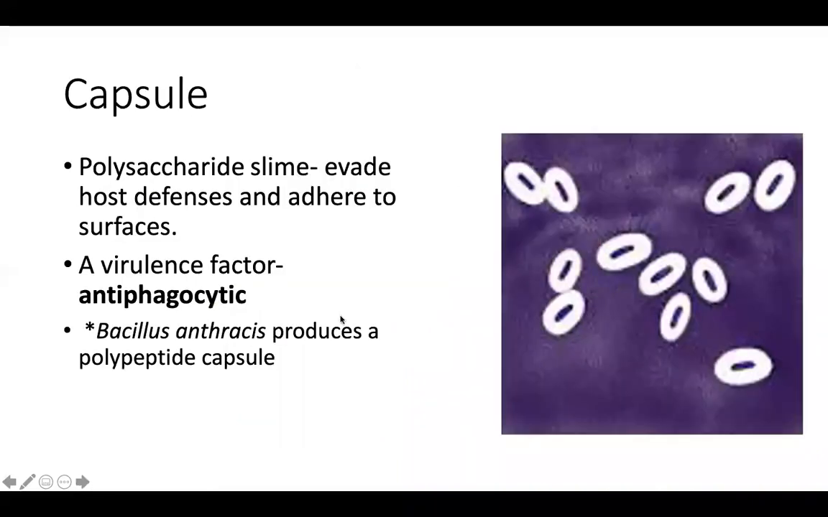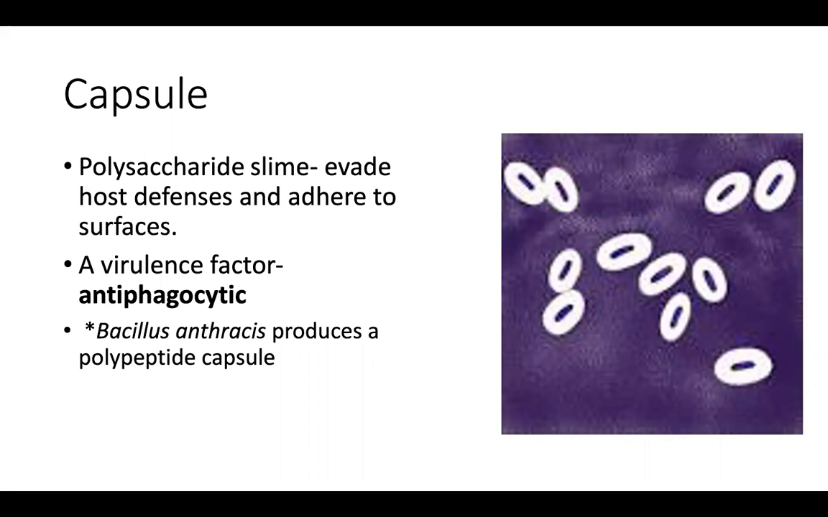We also say that some bacteria have a capsule covering the peptidoglycan layer. Not all of them have. Most have a polysaccharide slime. There are those that have a polypeptide capsule, but most are polysaccharide capsules. Why is a capsule important? It helps to evade the host defenses and adhere onto surfaces.